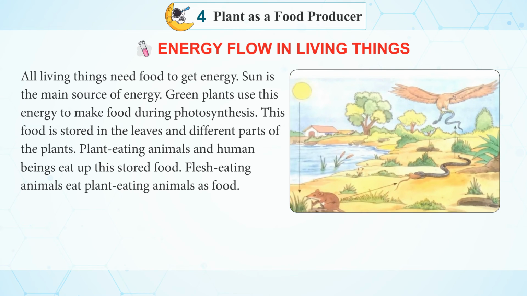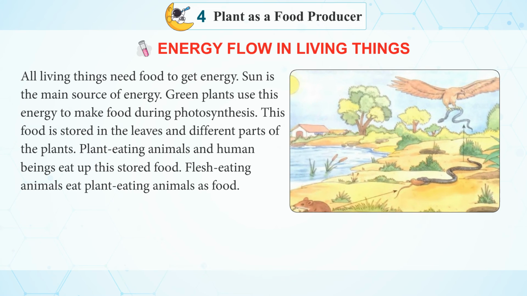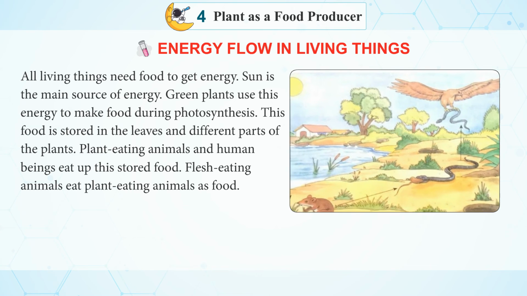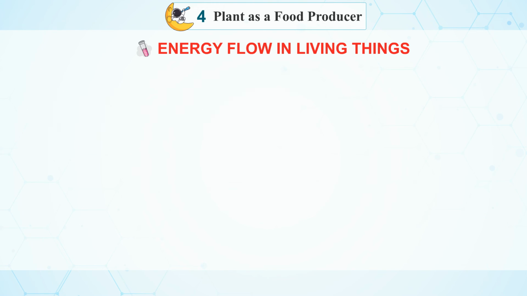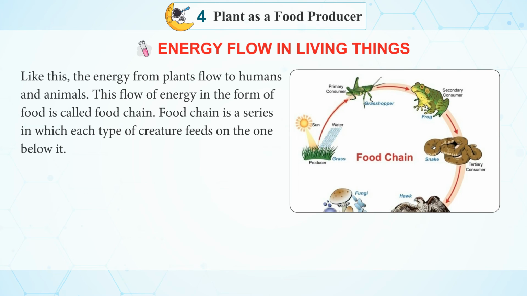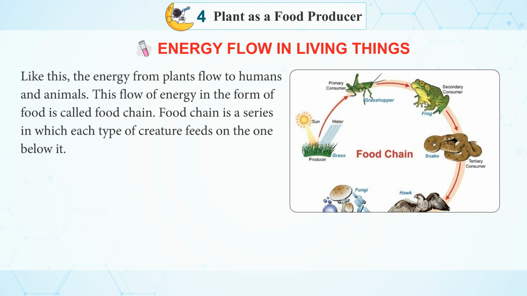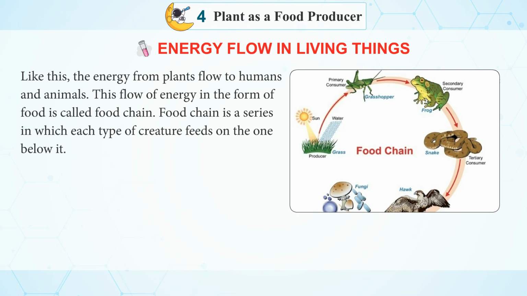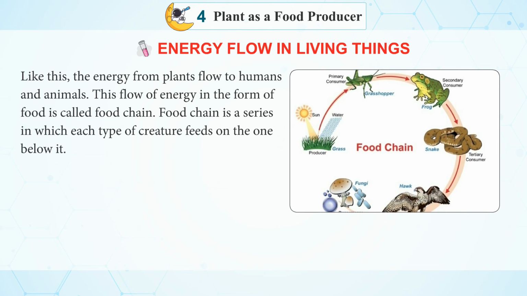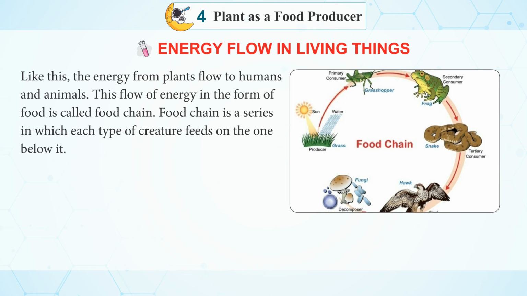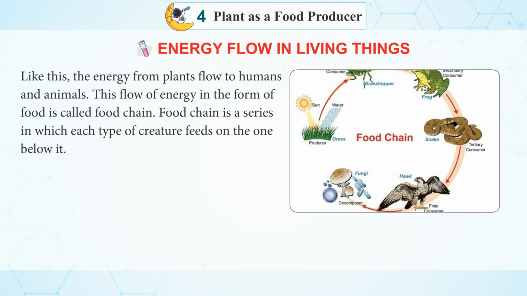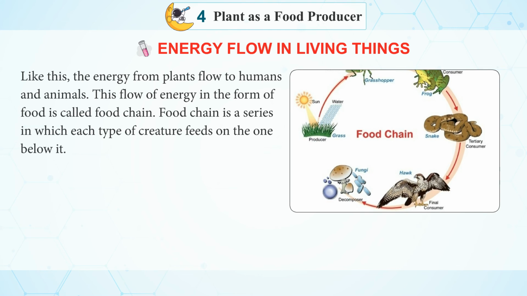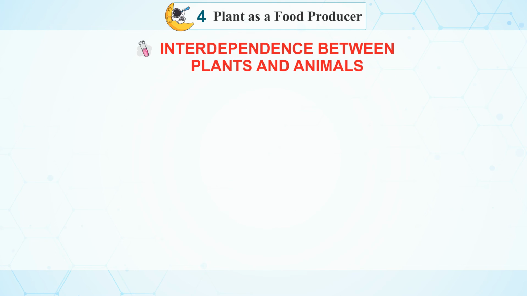Plant-eating animals and human beings eat this stored food. Flesh-eating animals eat plant-eating animals as food. Like this, the energy from plants flows to humans and animals. This flow of energy in the form of food is called a food chain. Food chain is a series in which each type of creature feeds on the one below it.